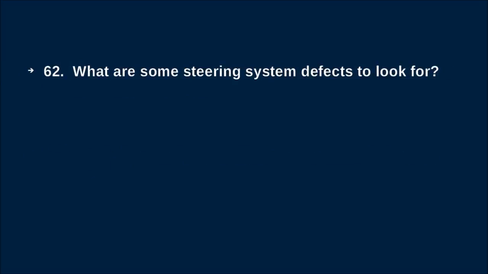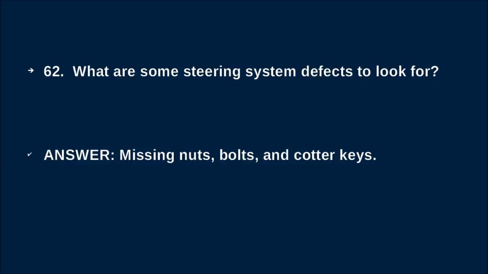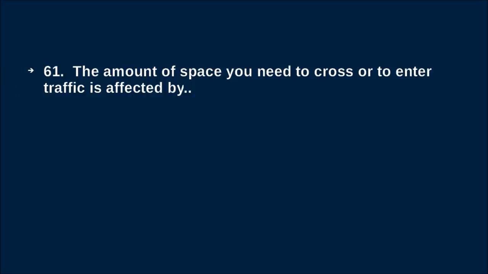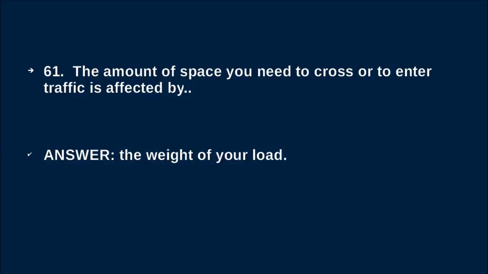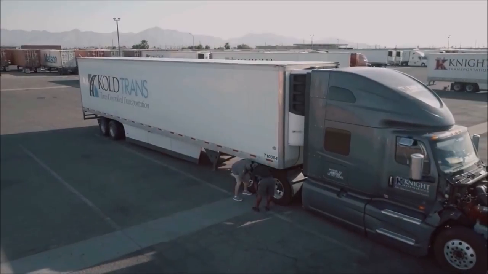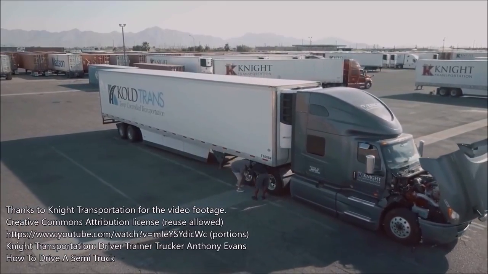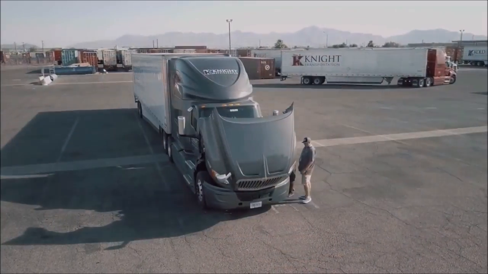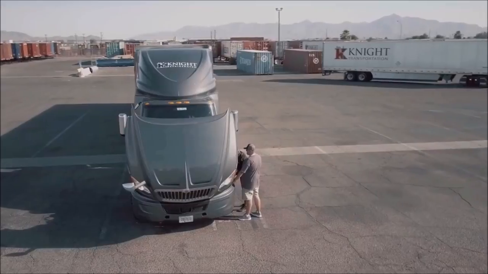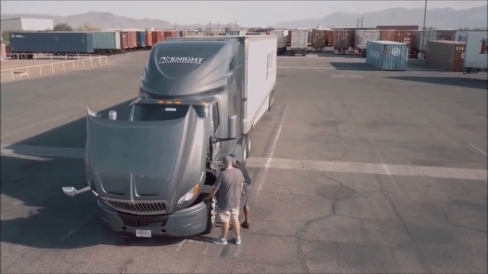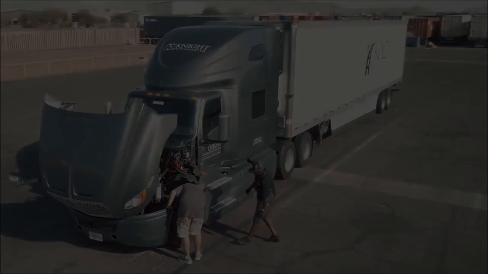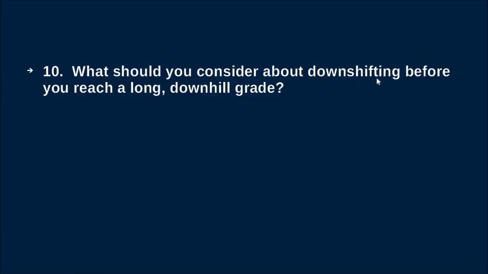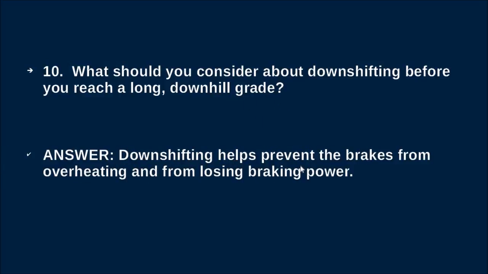What are some steering system defects to look for? Missing nuts, bolts, or cotter keys. The amount of space you need to cross or to enter traffic is affected by the weight of your load. What should you consider about downshifting before you reach a long downhill grade? Downshifting helps prevent the brakes from overheating and from losing braking power.